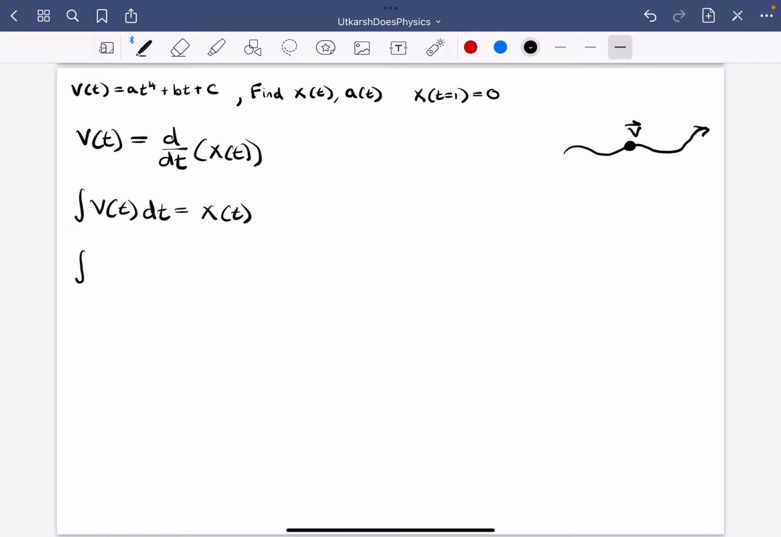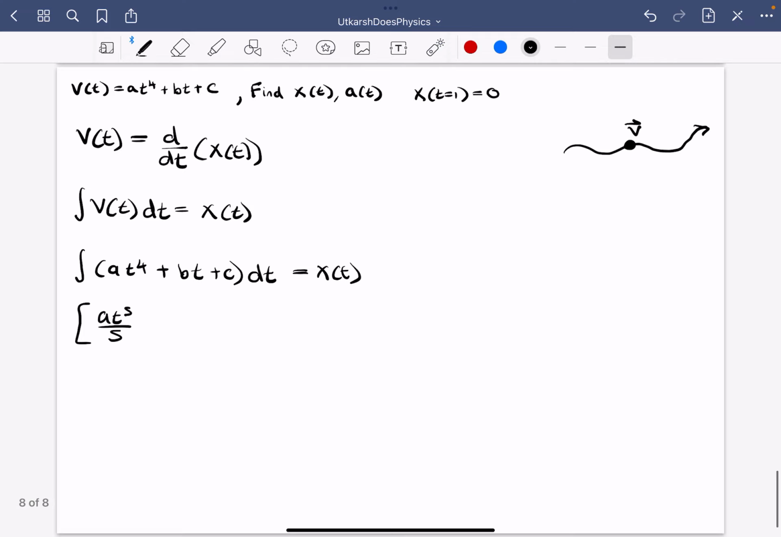So we want to integrate the value for v, which is at to the 4 plus bt plus c. And that's going to give us our position. So doing this integral now, we have at to the 5 over 5 using the power law, plus bt squared over 2 plus ct over 1. And then we have our constant of integration. And that's going to equal our position.